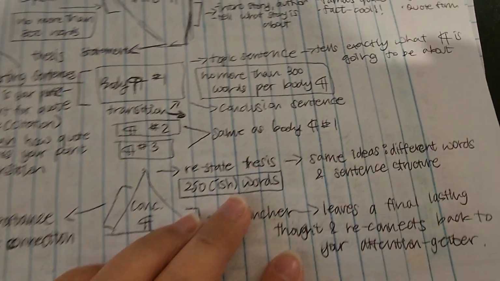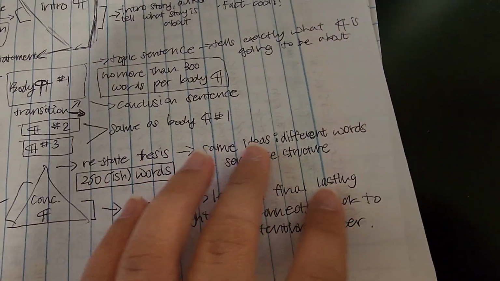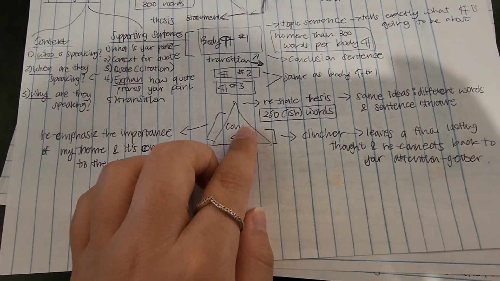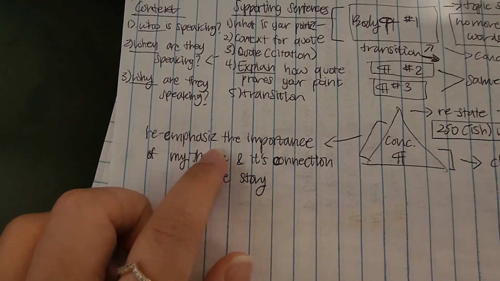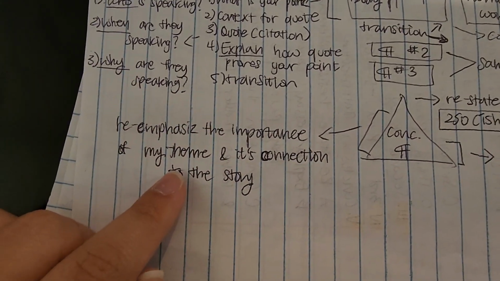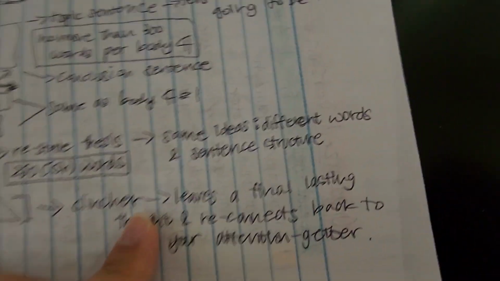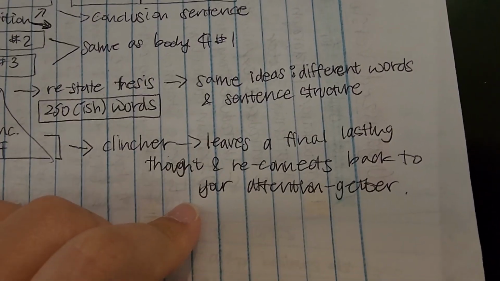And the conclusion: you should restate the thesis, the same idea but in different words, and the sentence structure should be different too. You should also re-emphasize the importance of your theme and its connection to the story. Remember, you should have a clincher that leaves a final lasting thought and reconnects back to your attention getter.